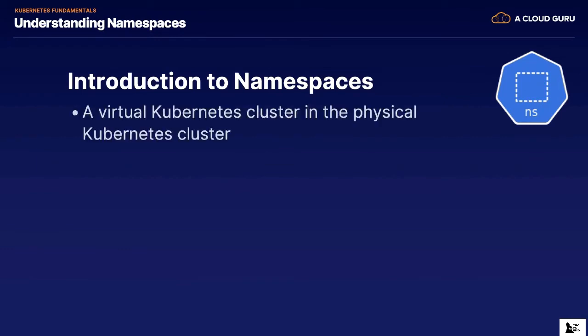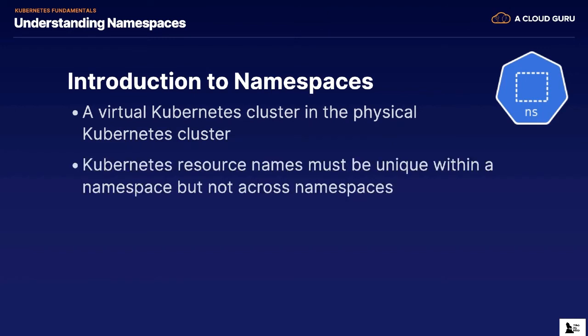A namespace is a virtual Kubernetes cluster within the same physical cluster. So let's say that I create a pod or a deployment in my default namespace. The name of that pod or deployment has to be unique. However, that's not the case if I create a pod or a deployment in a different namespace, because it's in a different virtual Kubernetes cluster while still running in the same physical Kubernetes cluster.